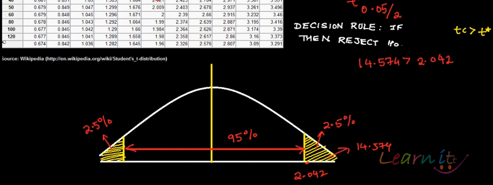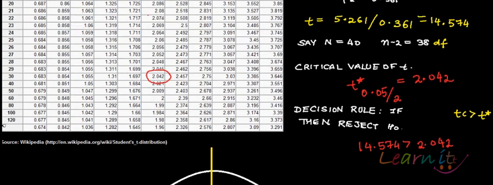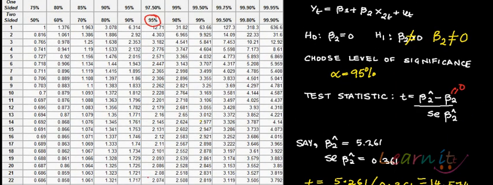So it is lying in this region of the curve, and hence you reject the null hypothesis. You reject that beta 2 is equal to 0, and you conclude that beta 2 is significantly different from 0. This is an example of a two-sided, two-tailed t-test.